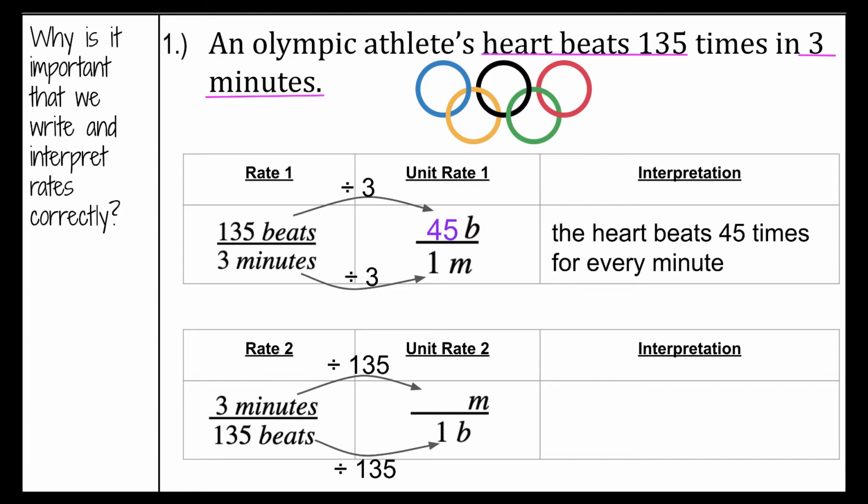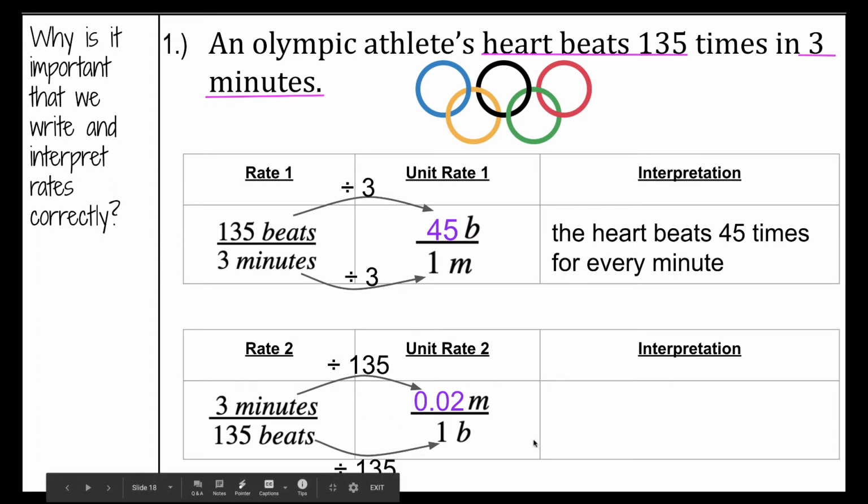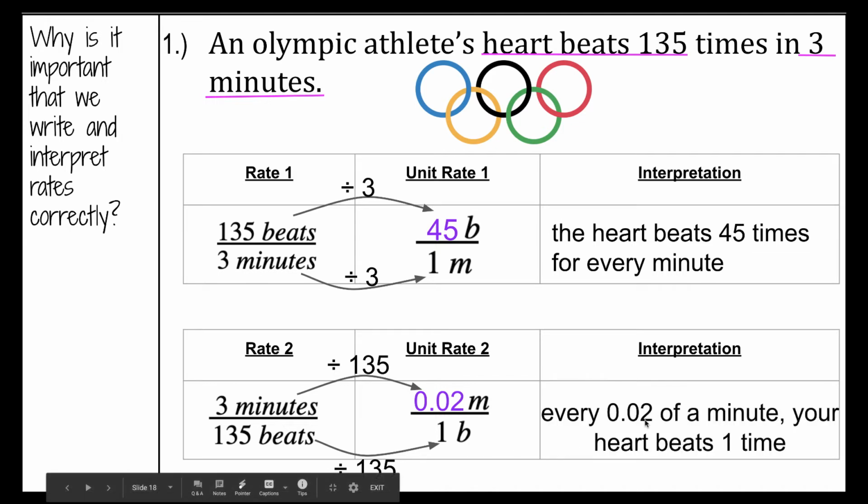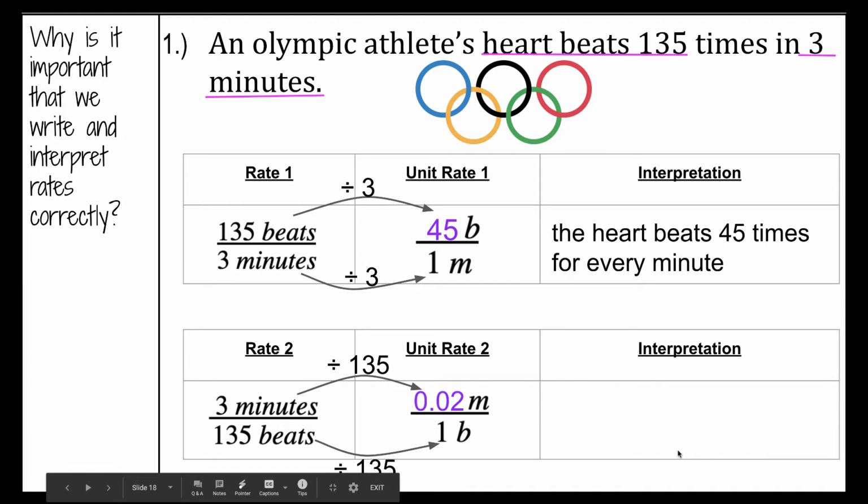If you're ready, take 3 and divide it by 135. You get a decimal answer, don't you? Let's round to the nearest hundredth. So it would be about 2/100ths of a minute for every 1 beat. That would be a way that you could interpret that rate. What would be another way that you could interpret that rate? We're comparing minutes to beats. I said every 2/100ths of a minute, your heart beats 1 time. Go ahead and write that one down.